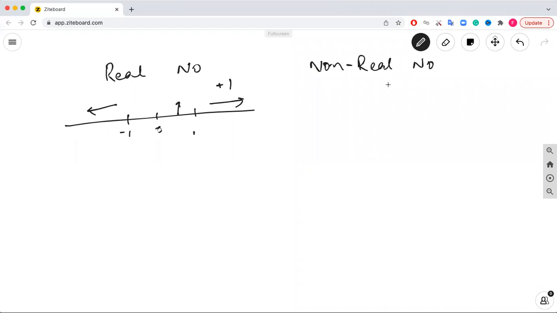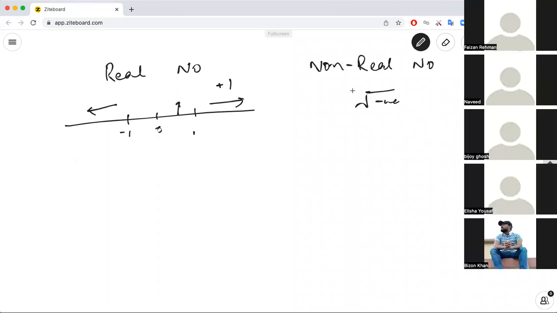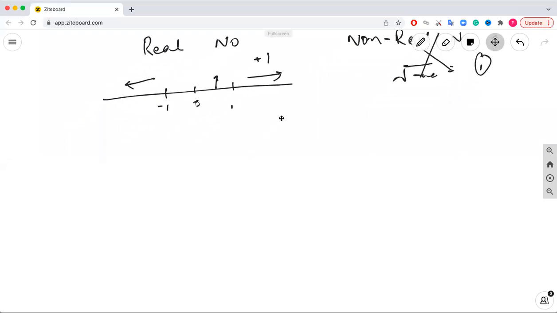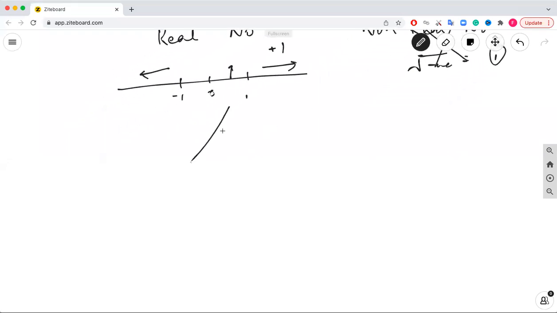But non-real numbers are those numbers in which we have a negative value inside the root, right? And we usually call this imaginary number iota. It is not considered in the GRE. We will start with the real numbers, and the real number is further divided into two types. One is rational number and one is irrational number.